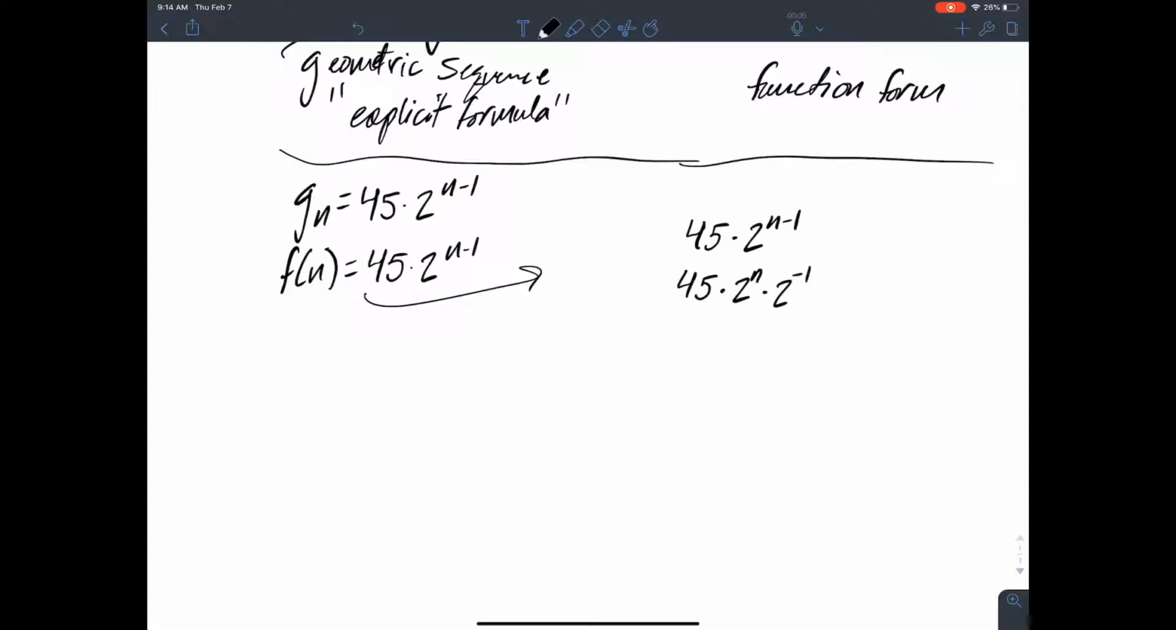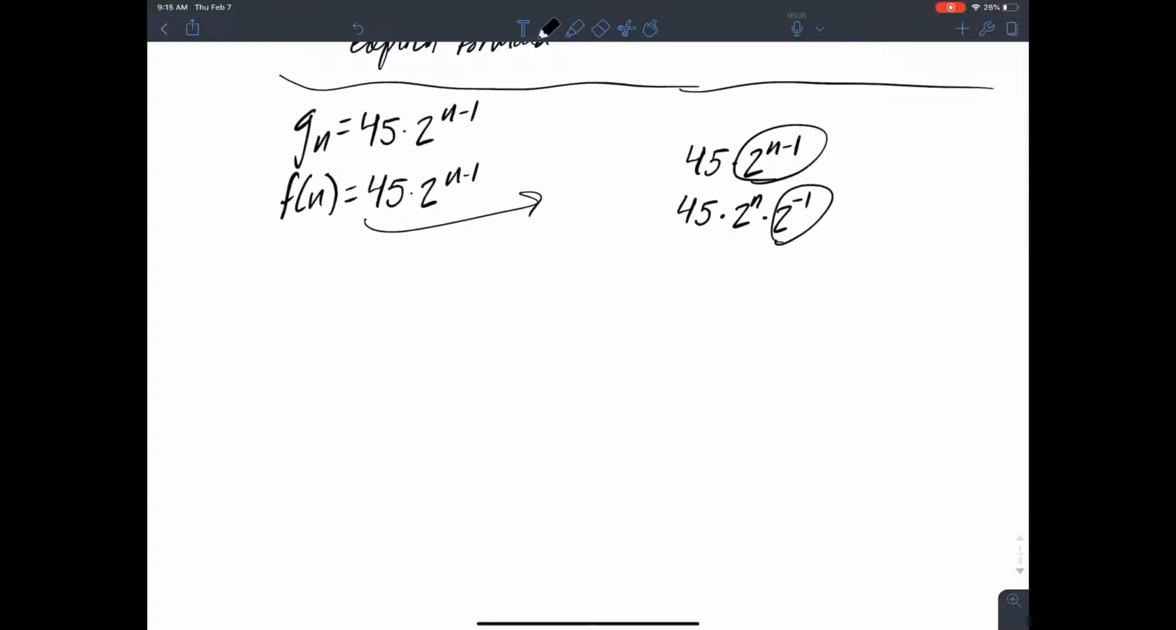Okay, I did nothing special. All I did was rewrite the 2 to the n minus 1. Now I'm going to take this here; we can also rewrite 2 to the negative 1 as 1 over 2. So let's rewrite that: 45 times 2 to the n times 1 over 2.